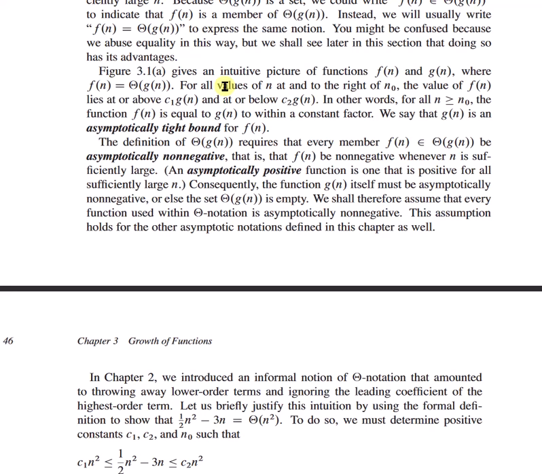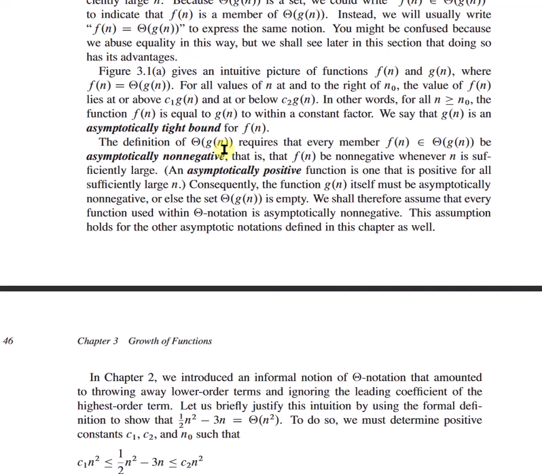Intuitive picture of functions f of n and g of n, where f of n equals theta of g of n: for all values of n at or to the right of n naught, the value of f of n lies at or above c1 of g of n. In other words, for all n greater than n naught, the function is equal to g of n within a constant factor. A tight bound for f of n.